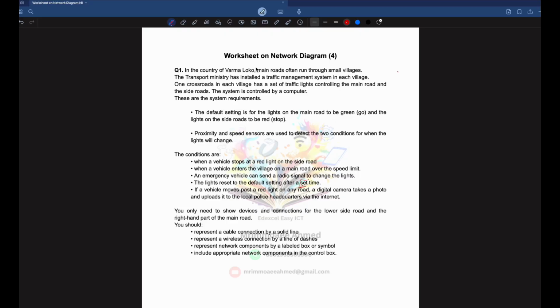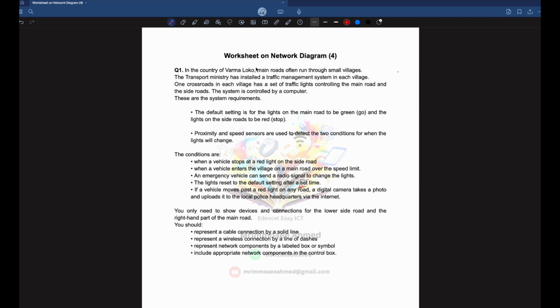Everyone. So today I will solve a worksheet on network diagrams. The worksheet is about designing some of the network diagrams that we have in our network chapter, which is under Unit 1, Edexcel IAL IT.